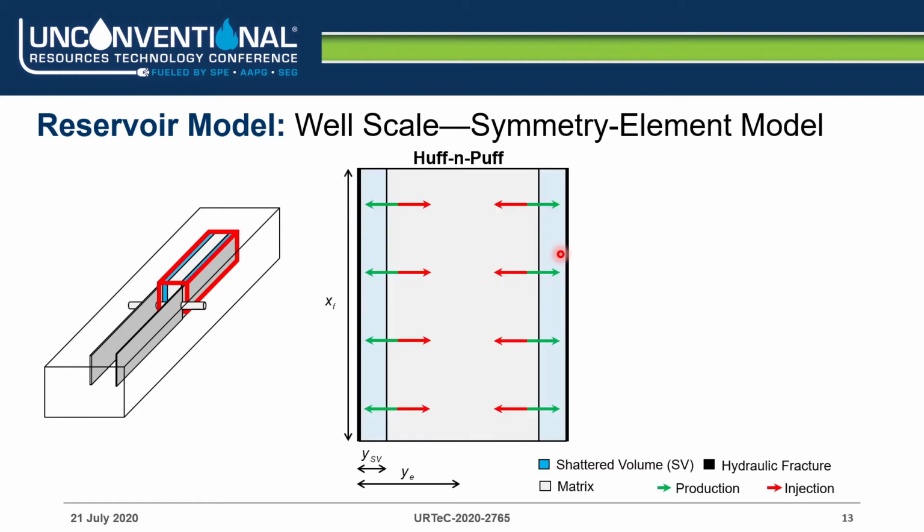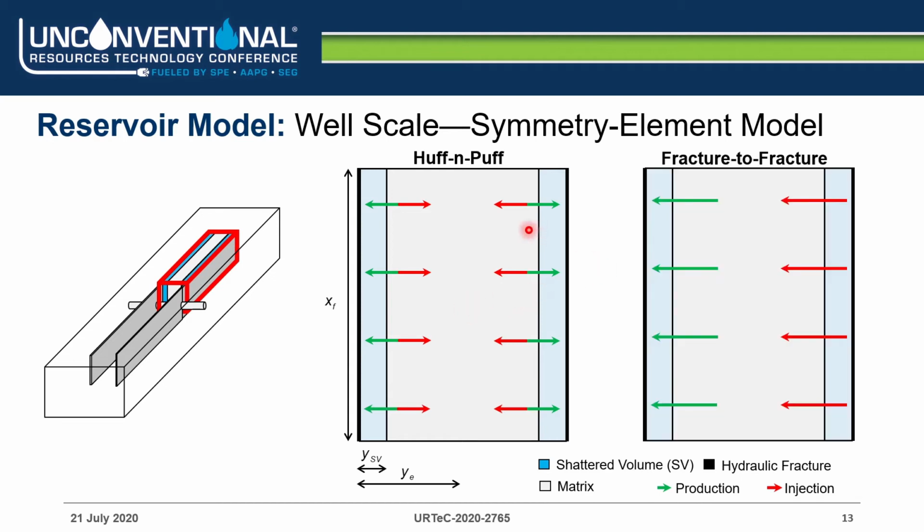And it consists of, as you can see here, a hydraulic fracture on each side, shown with the black thick line, a blue region on each side, which is the shattered volume, we'll get back to what that is, and in the middle is a gray area, which is the matrix.